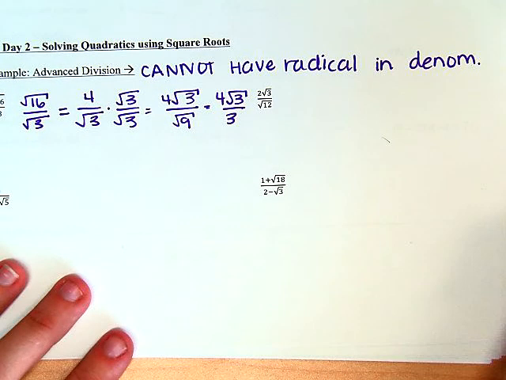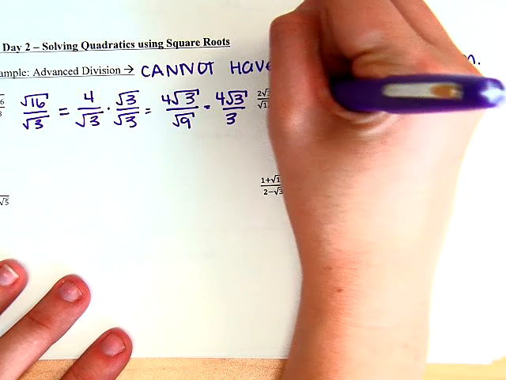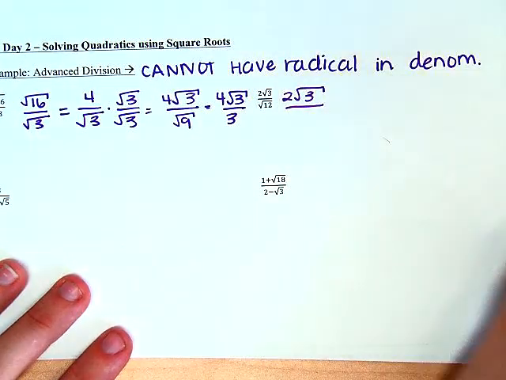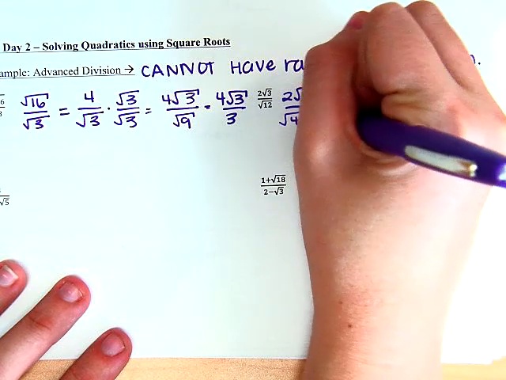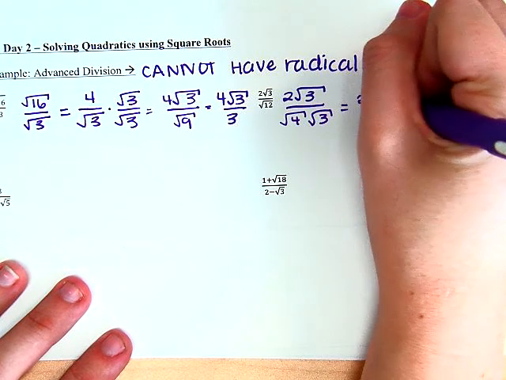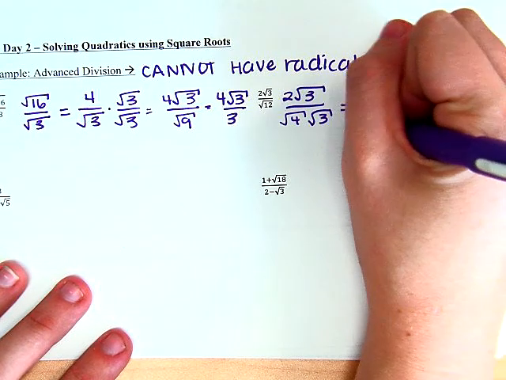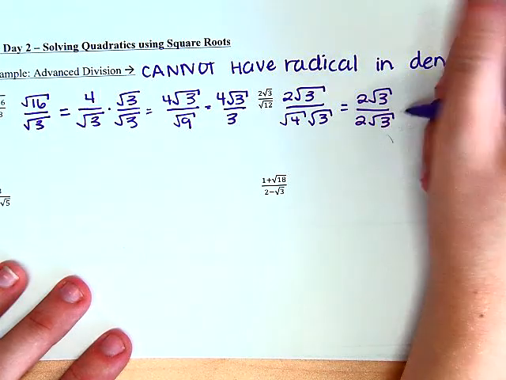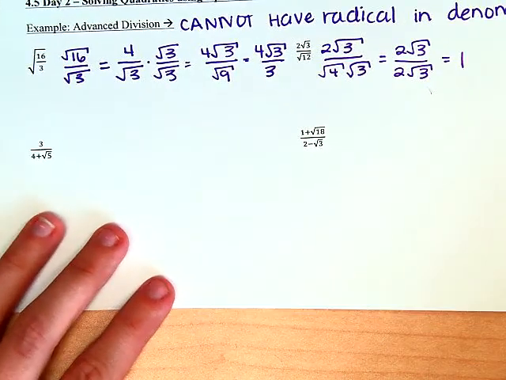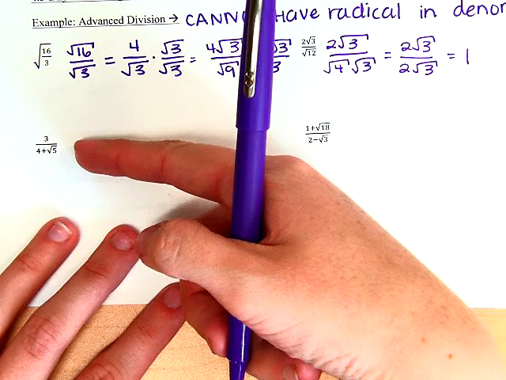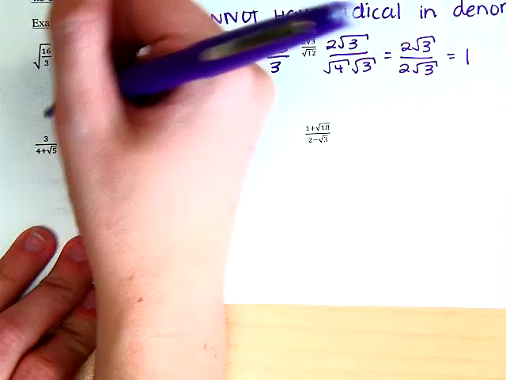So same thing here. We got 2 square root of 3 over, and then I got square root of 4 times the square root of 3. So I have 2 square root of 3 over 2 square root of 3, and I get 1. Just simplifies to 1. If we have something like this, we have to rationalize using the conjugate.